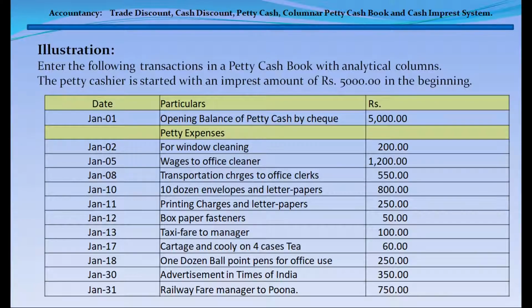Illustration. Enter the following transactions in a petty cash book with analytical columns. The petty cashier is started with an imprest amount of 5,000 in the beginning, and the further petty payments made by him are listed here date-wise for the month of January. So let us solve this illustration by entering each transaction one by one and explaining each transaction in a separate sheet.